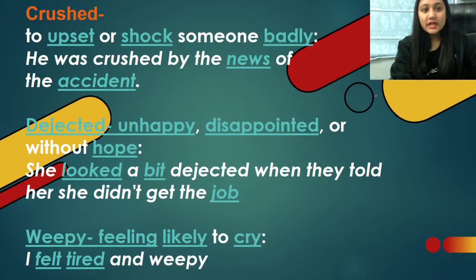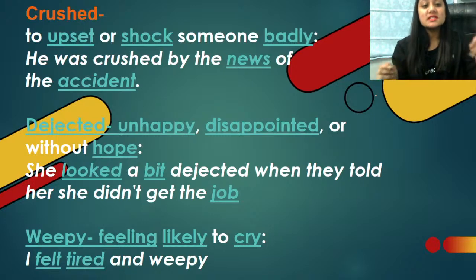Now, crushed. Crush means to upset or shock someone badly. He was crushed by the news of the accident. He was so shattered by the news of the accident, crushed, like damaged to the core. The next one is dejected. It means unhappy or disappointed or without hope. She looked a bit dejected when they told her she didn't get the job, right?